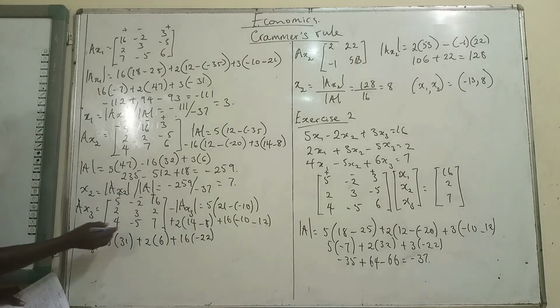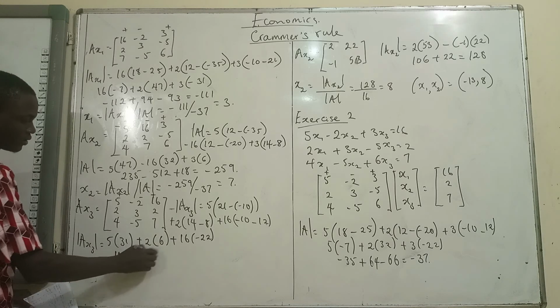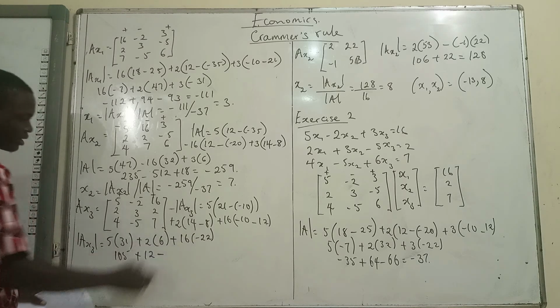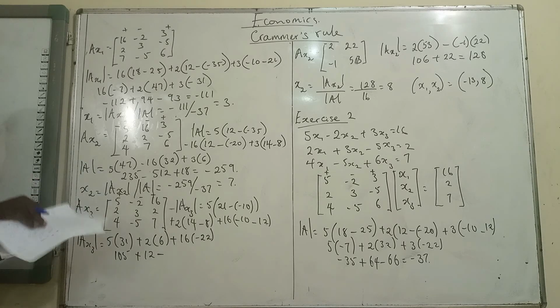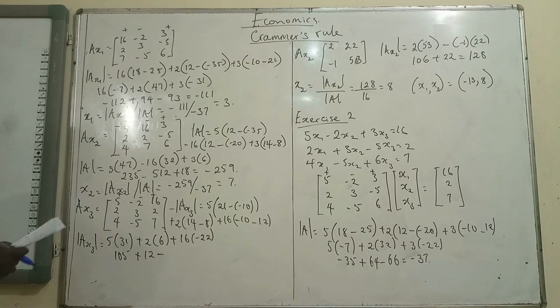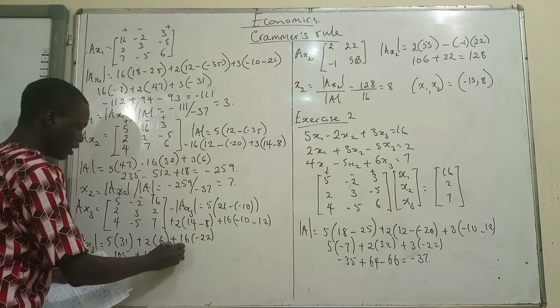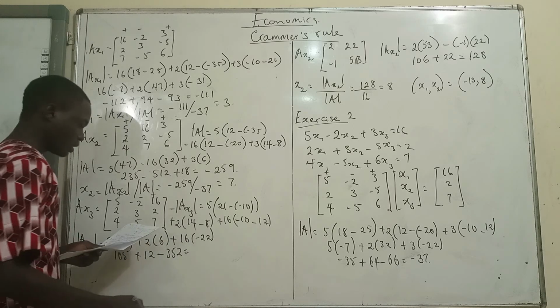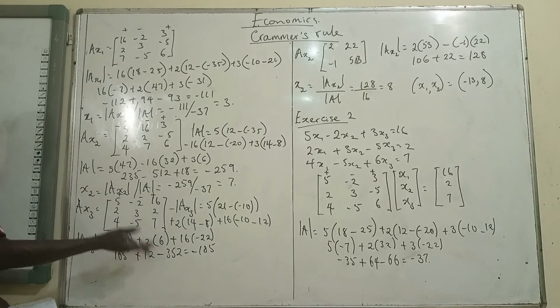Okay, 5 times 31 is going to give us 155, plus 12, and plus times minus of course is going to be minus. Then 22 times 16, I think we did that earlier. 22 times 16 is going to give us 352, but because it's minus, we have minus 352. So everything here gives us minus 185. Alright, so that's the determinant of AX3.